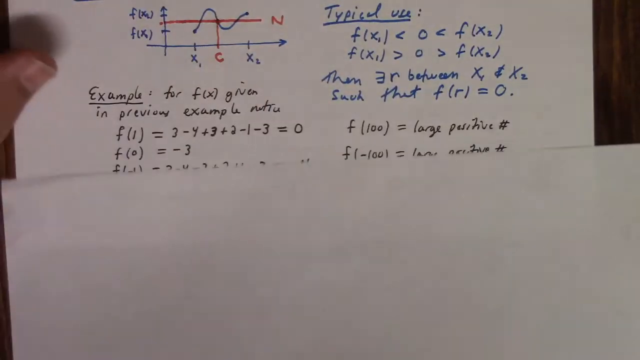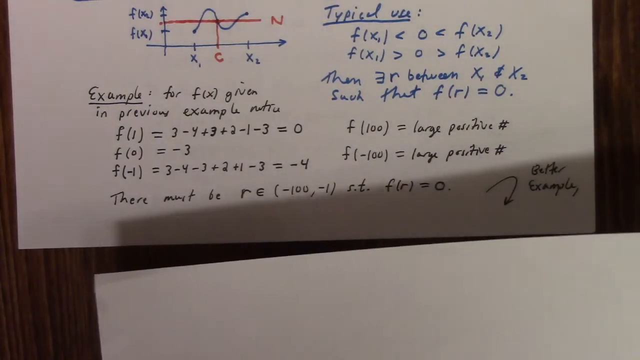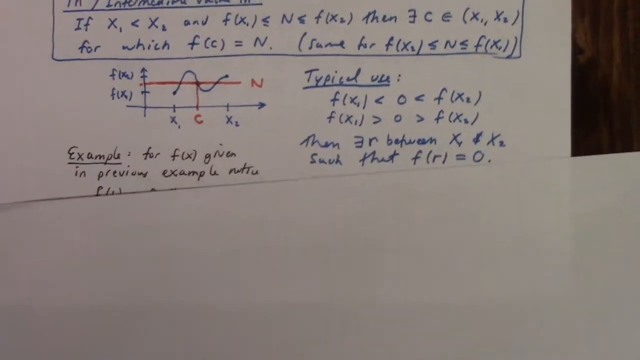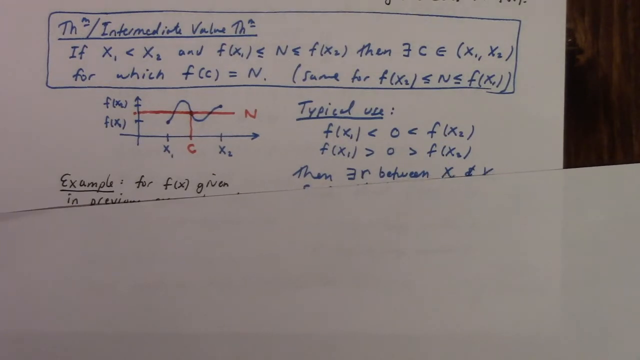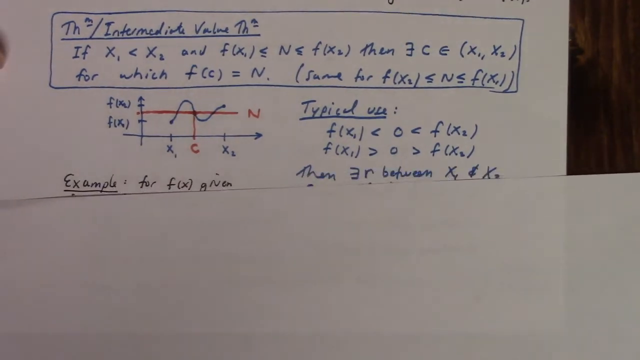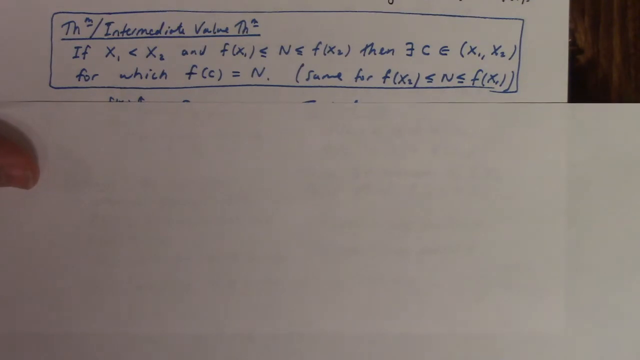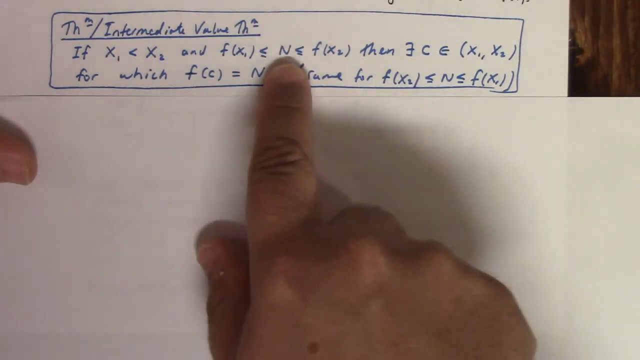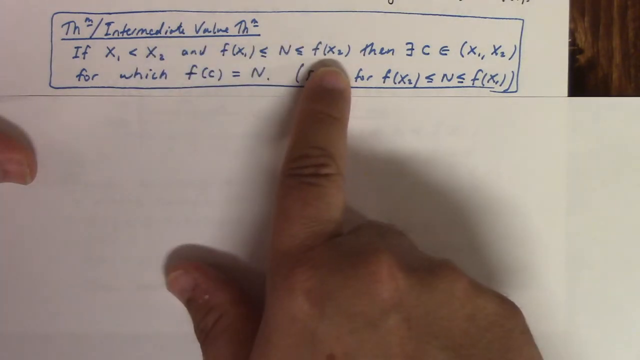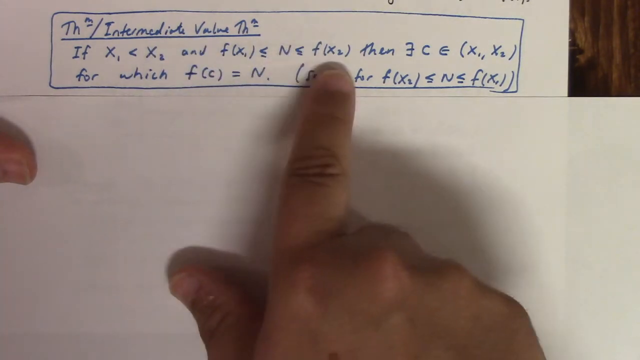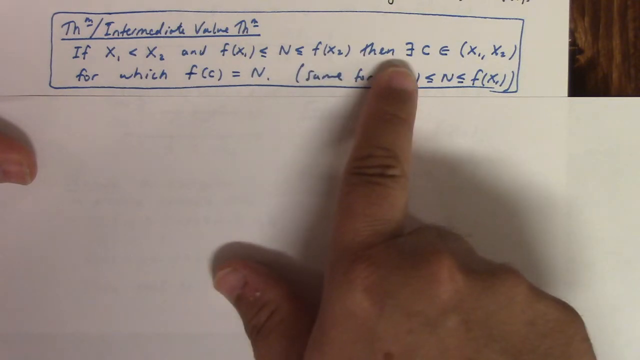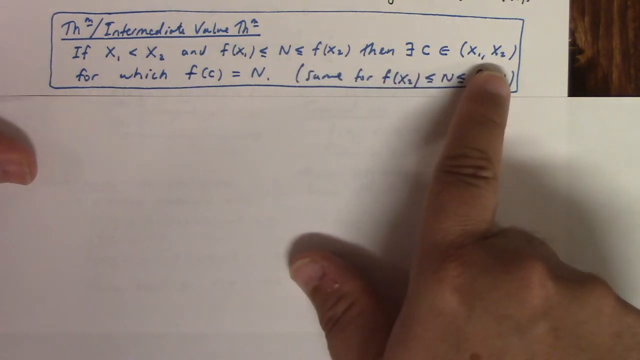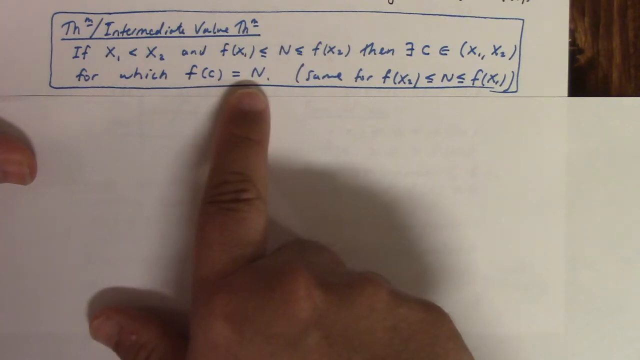What's next here is in fact much easier to understand and remember, and you might just intuitively think about this anyway. This is called the intermediate value theorem. The intermediate value theorem says that if you have x1 less than x2 and f of x1 is less than n, which is the intermediate value, this n is that intermediate value the theorem is speaking of. So if n is between f of x1 and f of x2, then there exists c between x1 and x2 for which f of c is equal to n.